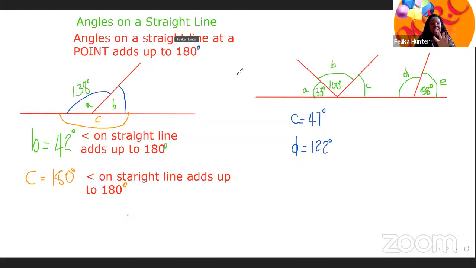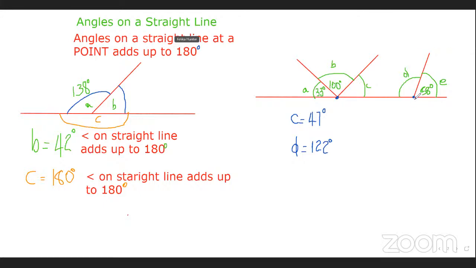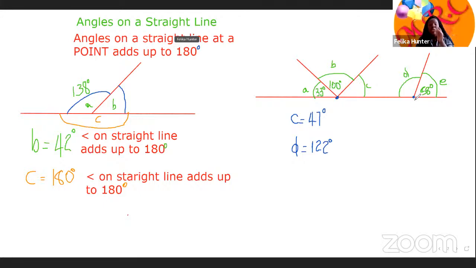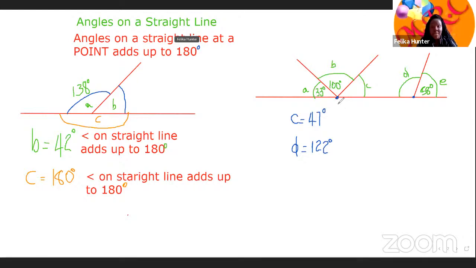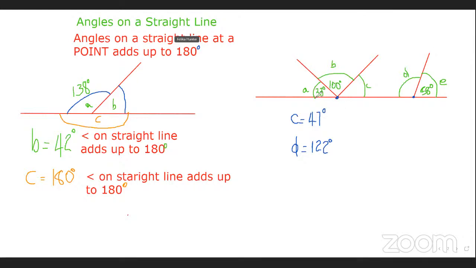So angles on a straight line at a point add up to 180 degrees. How many points do we have highlighted here on the straight line? We have 1 point here, and we have another 2 points here. No, 2 points. So the angles are coming from 2 points. This line is coming from this point, and that line is coming from this point. That's why it's split, and you say it's coming like 2 in 1.